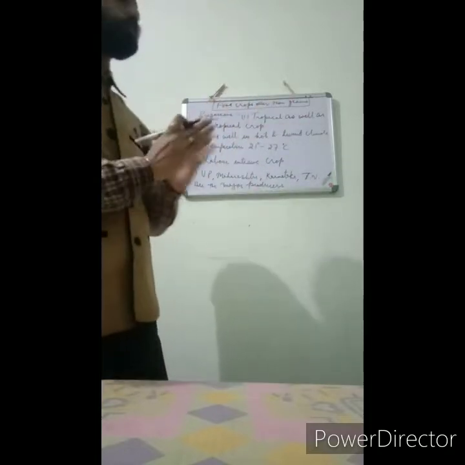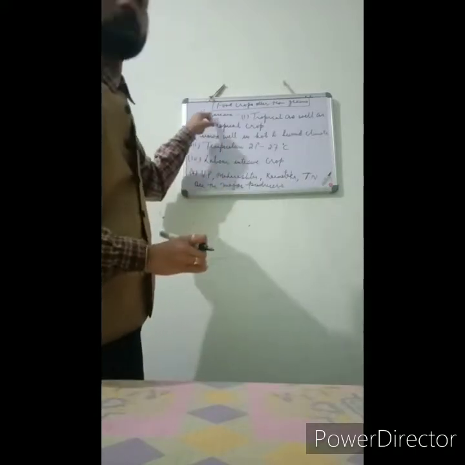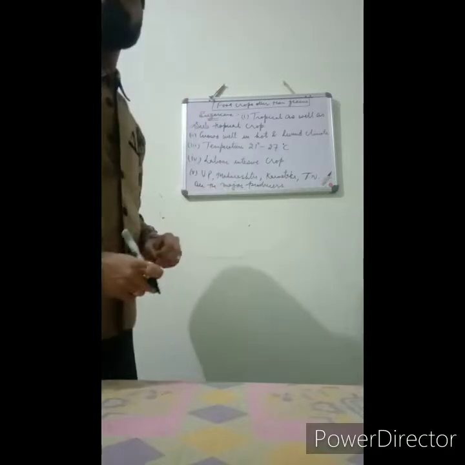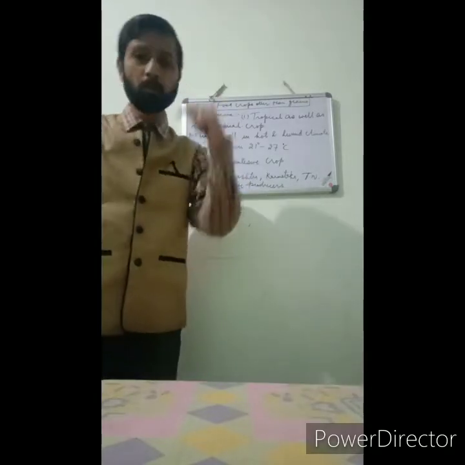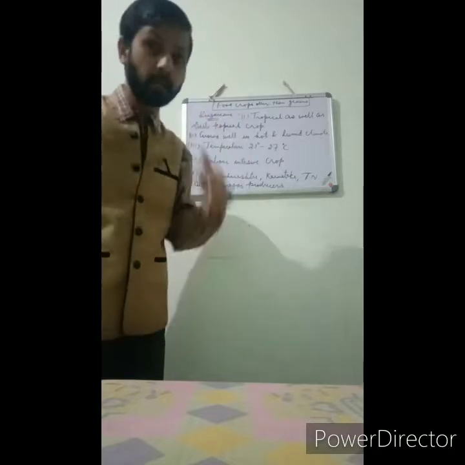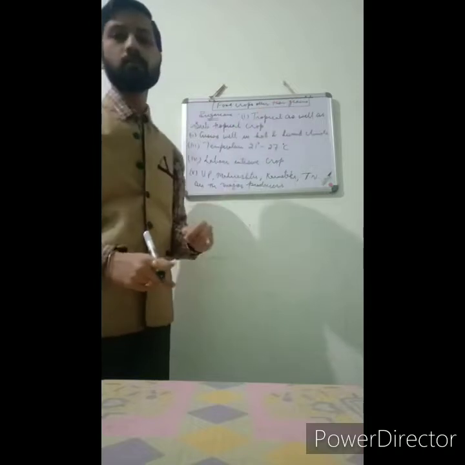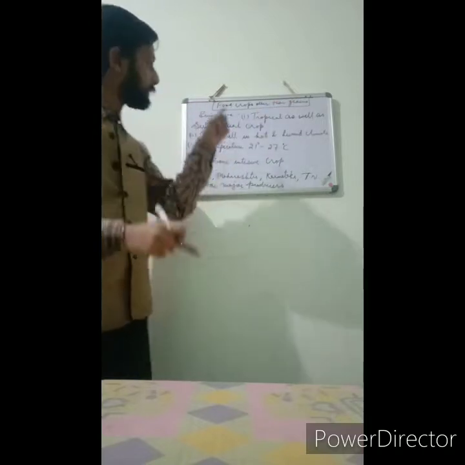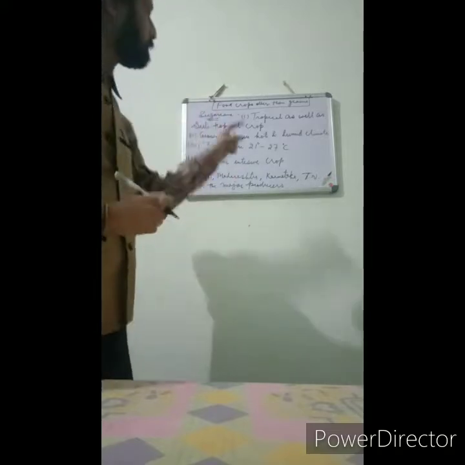Is that clear? Now, the best example, the first example of this kind of crop, is sugarcane. Why are we taking the example of sugarcane? Because sugarcane is a consumable crop. Sugarcane is an eatable crop, but we do not find it in the form of grains. Is that clear? That is why we are taking the example of sugarcane. So please look here, sugarcane.